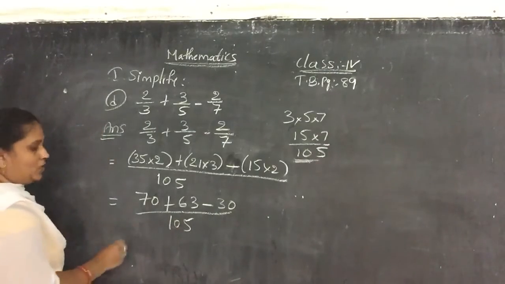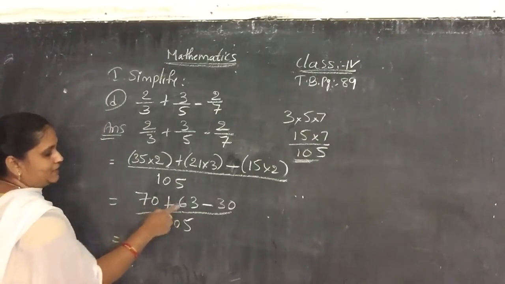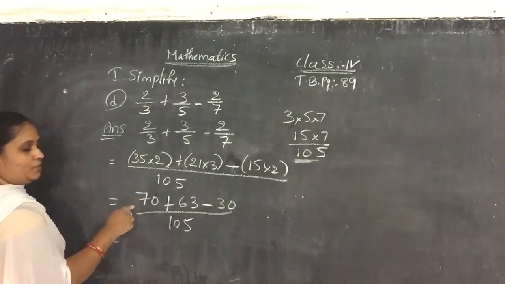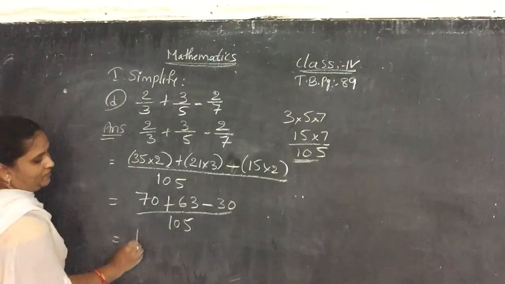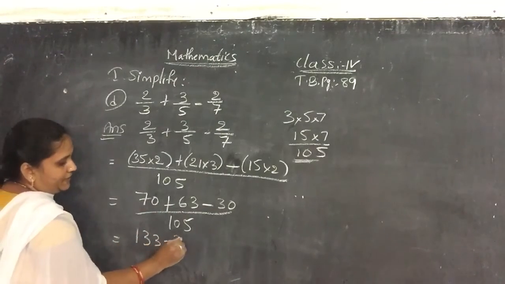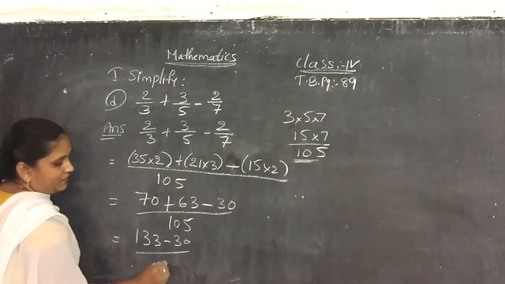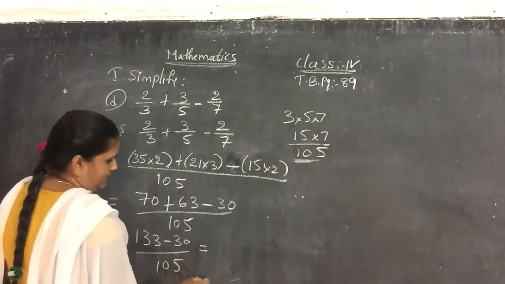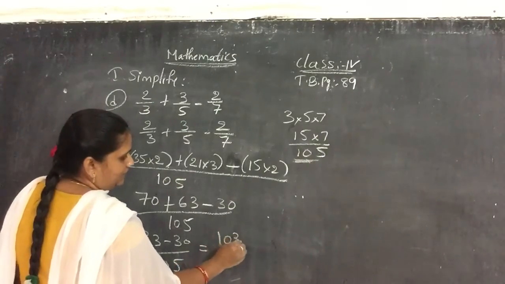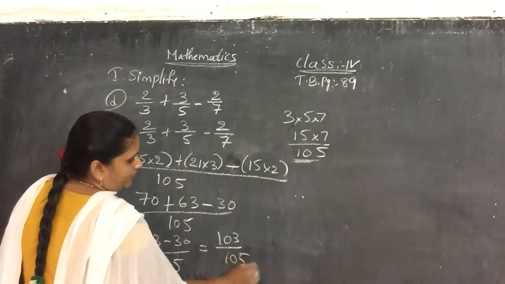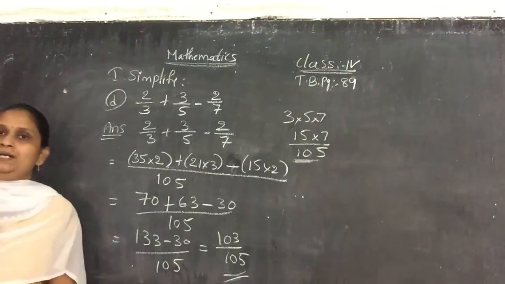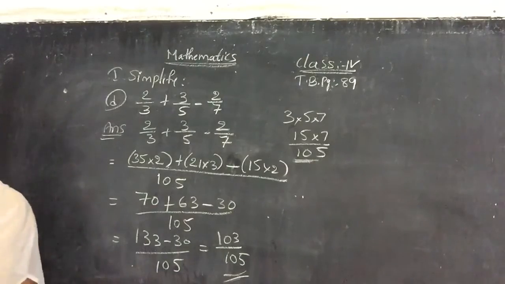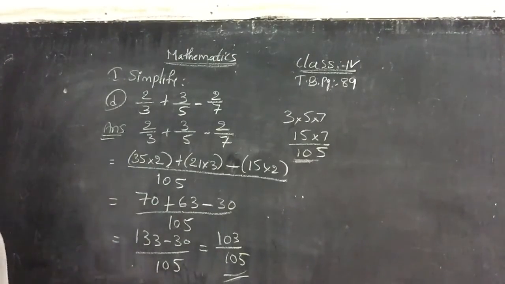Okay, now add these two. Why I am saying to add these two is because this is plus and this is also plus. If you add these two, you will be getting 133 minus 30 by 105. And the answer you will be getting is 103 by 105. Okay, like this you have to do the D1. And the last will be section G.